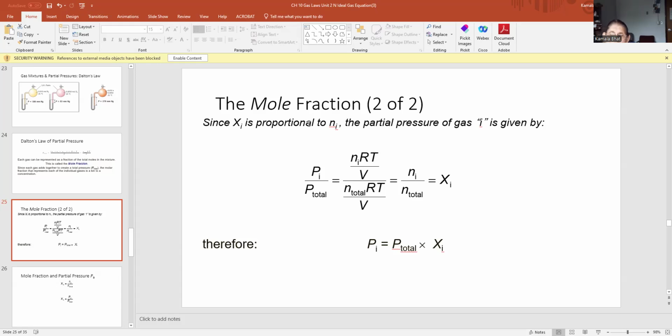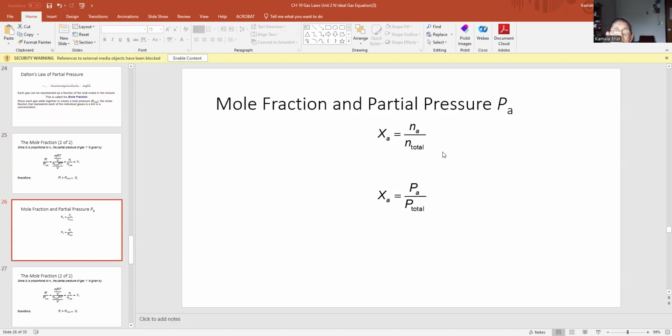The partial pressure of the first gas divided by the total will be Ni RT over V, over N total RT over V. The term RT over V is constant. Since temperature and volume are kept constant, we see that the partial pressure for any gas is the mole fraction times the total pressure. And this is a very useful equation to calculate the number of moles.